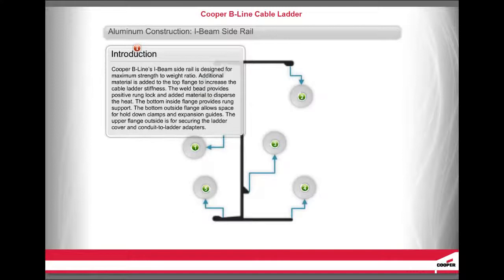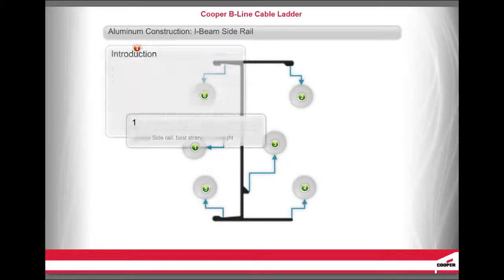The bottom outside flange allows space for hold-down clamps and expansion guides. The upper flange outside is for securing the ladder cover and conduit to ladder adapters.